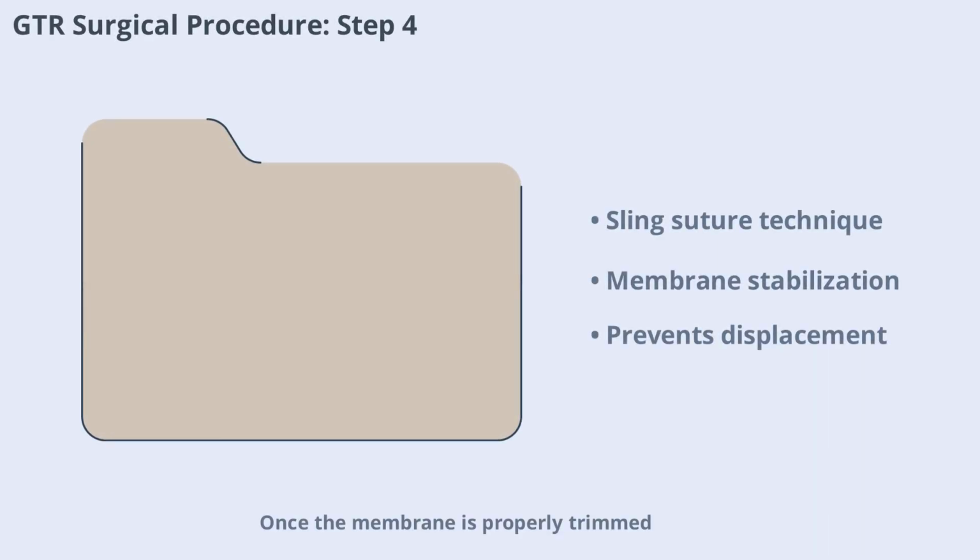Once the membrane is properly trimmed, it is sutured around the tooth using a sling suture technique. This method secures the membrane in place, preventing displacement during healing. Proper stabilization is essential for maintaining the regenerative space and ensuring successful outcomes.